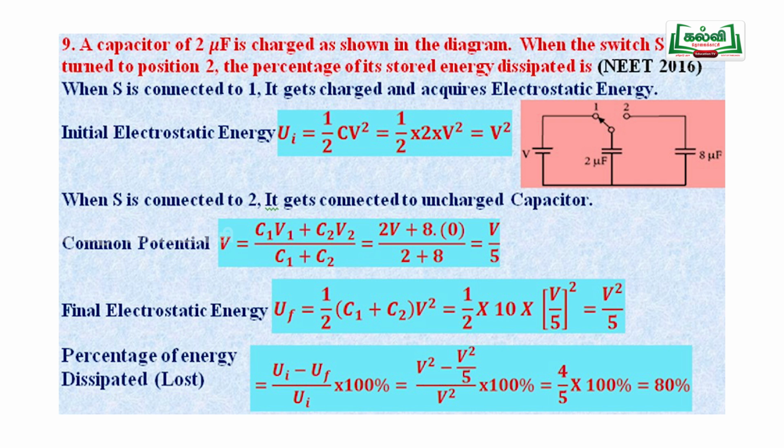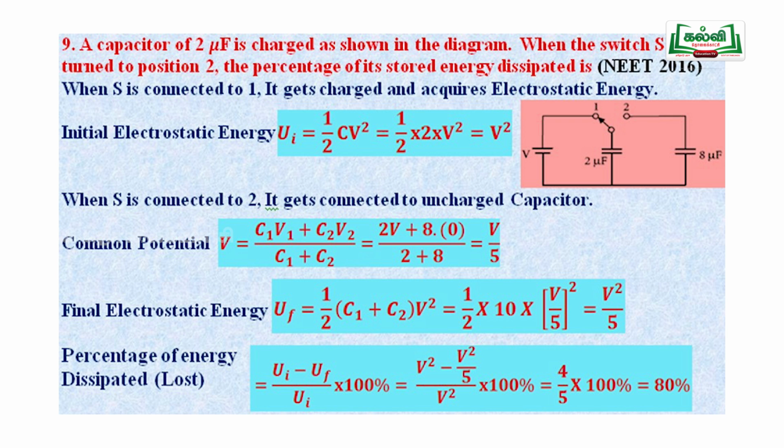Okay, next problem. In this case, the same thing here also. A capacitor of 2 microfarad is charged. When the switch is moved to S, what is the percentage of energy dissipated? So, when the switch is connected to 1, the capacitor is getting charged. So, its electrostatic energy is half CV square, half into 2 into V square, that we can write is 2 by 2, its capacitance is 2 microfarad given. 2 by 2 is nothing but V square. No need to put micro, since we are asked to find out the percentage of stored energy only. So, later on it will be getting cancelled. So, it is V square.